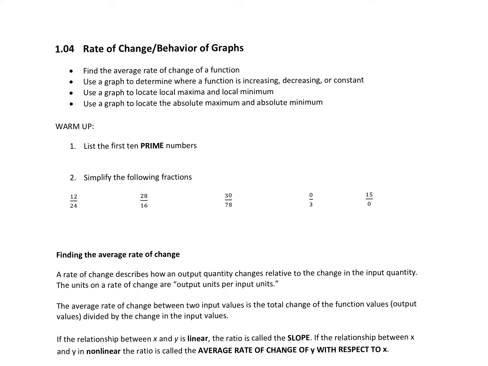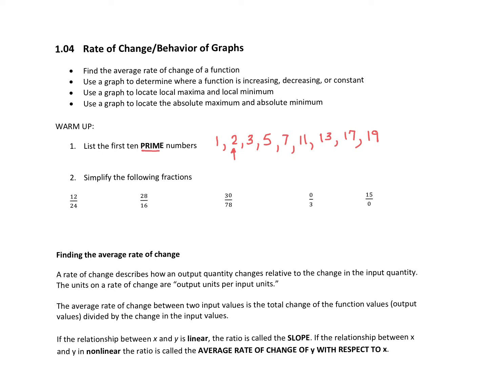Just as a warm-up, let's list the first 10 prime numbers. Numbers that are prime are numbers that are only divisible by 1 and themselves. So the first 10 would be 1, 2, 3, 5, 7, 11, 13, 17, and 19. Notice they're all odd except for the number 2, because any other even number would also be divisible by 2.